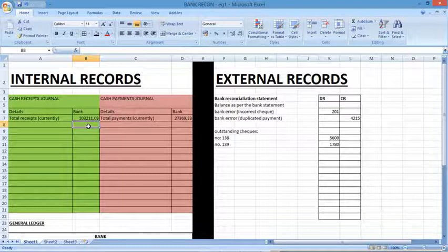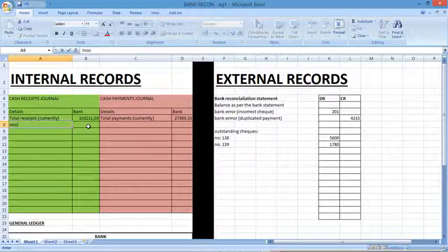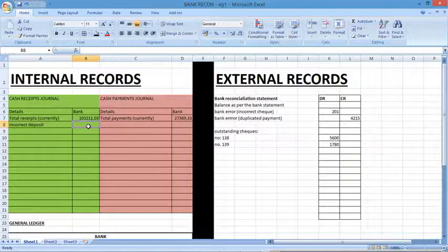Yeah. Okay, so we just looked at an error. Who made the mistake? We did. The business. Okay, so incorrect deposit. Okay. 400.